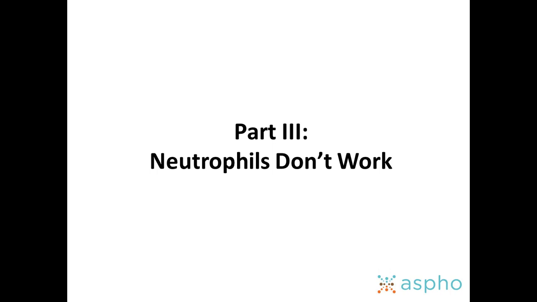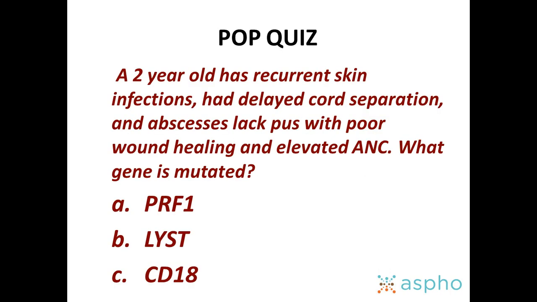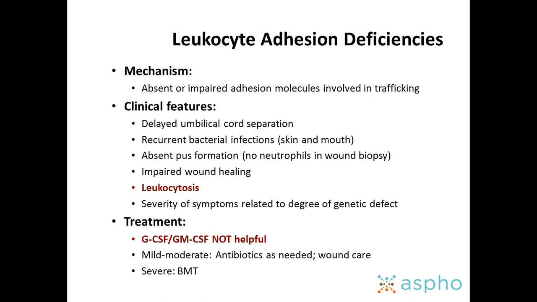Okay. All right, so now neutrophils just don't work, and why don't they work? We have a 2-year-old with recurrent skin infections, delayed cord separation, abscesses, impaired wound healing. Which gene is mutated? This is going to be CD18. This is one where I'll give you an 80% chance of having the kid with delayed cord separation on your test and being asked about this.